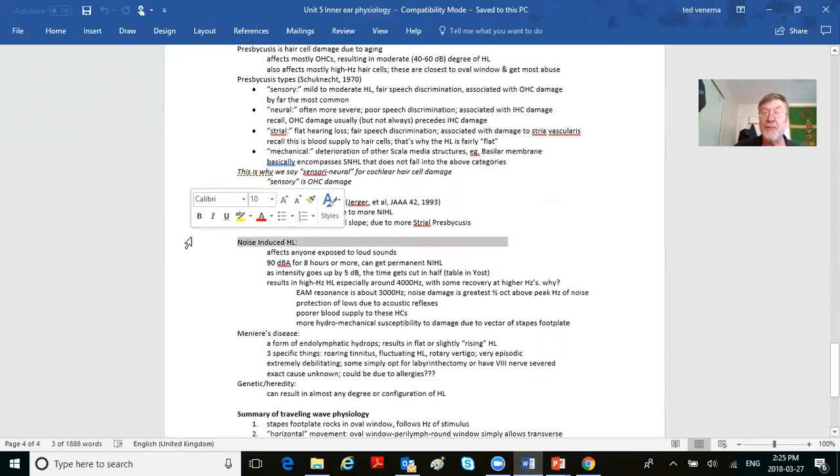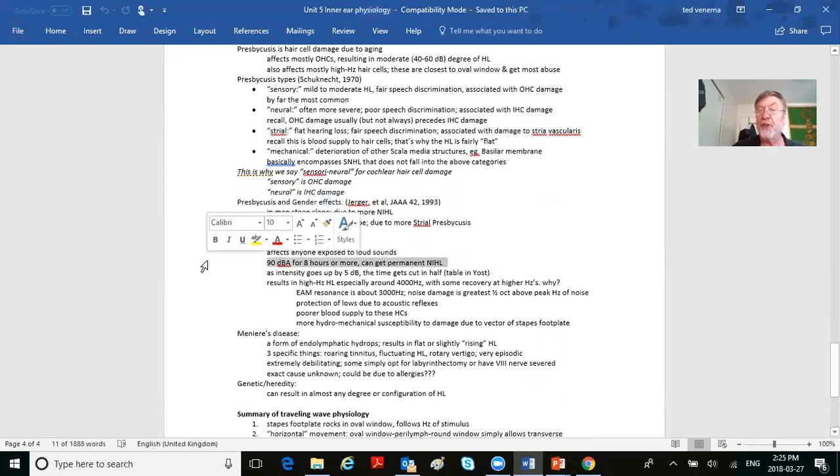Noise-induced hearing loss. Okay? Rules for this, and you learned about this in 110. You learned about this in Unit 2, the decibel from hell. 85 to 90 dB for 8 hours straight can cause permanent noise-induced loss. When you increase that by 5, now your allowed time exposure gets cut in half, right? And if you increase it again by 5, you're cutting that in half again.